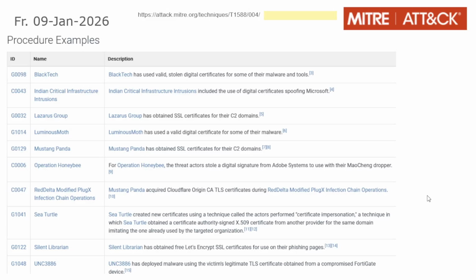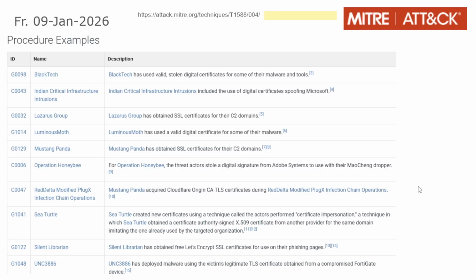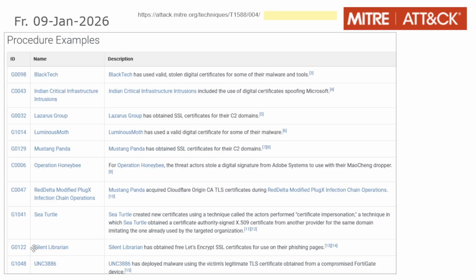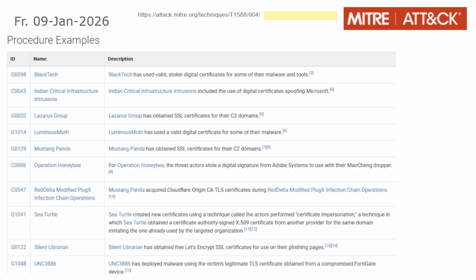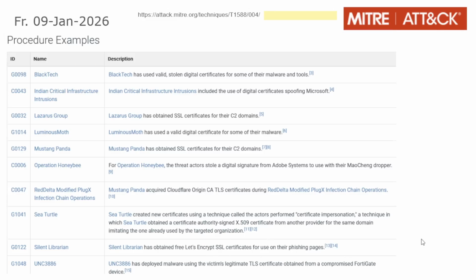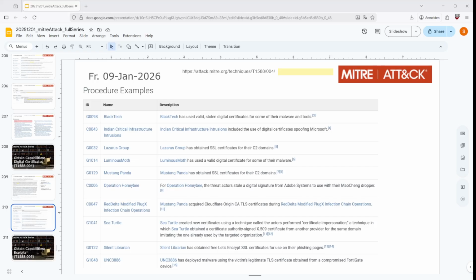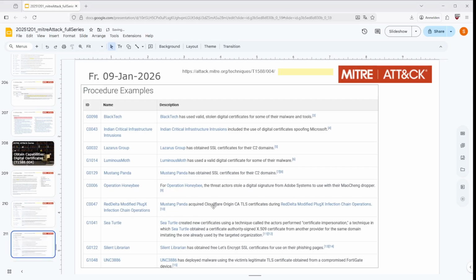Operation Honeybee. The threat actors stole a digital signature from Adobe Systems to use with their Mitre-Attack dropper. Okay, interesting. So they got something from Adobe and then signed it as if it is from Adobe. That's nasty. What is this? Silent Librarian has obtained free Let's Encrypt SSL certificates for use on their phishing pages. Let's Encrypt SSL free. Yeah, some of those are free indeed. But okay, so far so good. That's interesting, at least to have an idea what happened there.